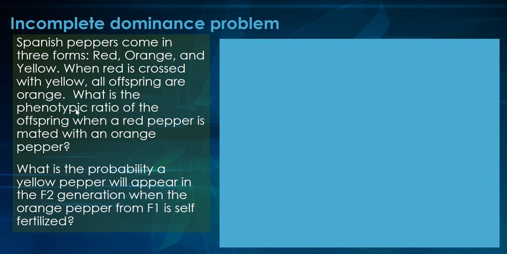Here's the first question. We want the phenotypic ratio of the offspring when a red is mated with an orange. As always, let's get our problem started with our alleles. We'll say alleles and traits, because ultimately that's what alleles lead to, are traits. So alleles slash traits. It's always the first place to start our problem solving.